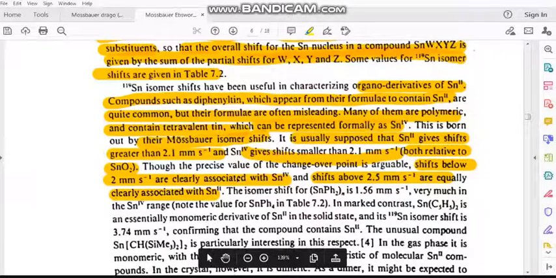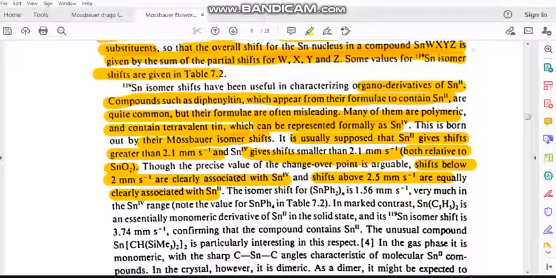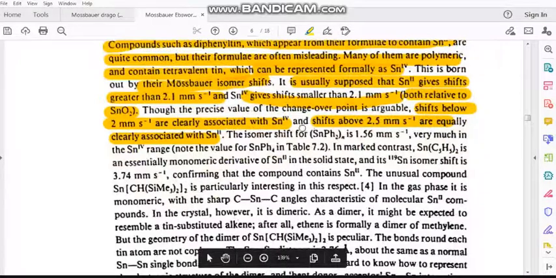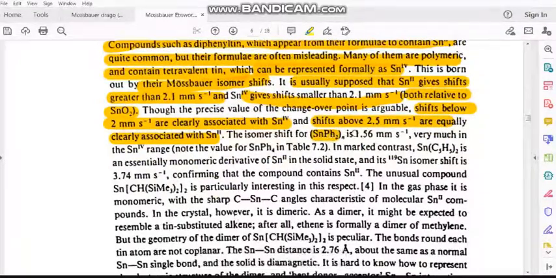So this is a clear picture from the various tin 2 and tin 4 isomer shift values. If any new compound gives an isomer shift below 2, it shows that the tin is in the +4 oxidation state. If it is above 2.5 mm per second, it clearly indicates the tin is in the +2 oxidation state. Now we look at the isomer shift of the tin diphenyl polymeric structure. It gives a value of 1.56 mm per second.